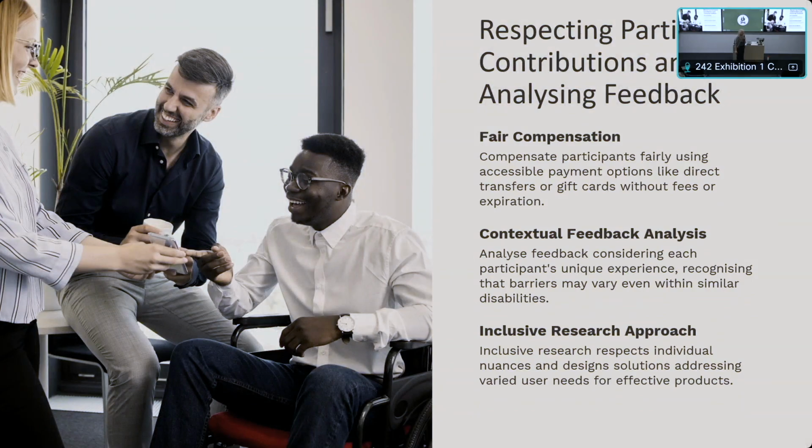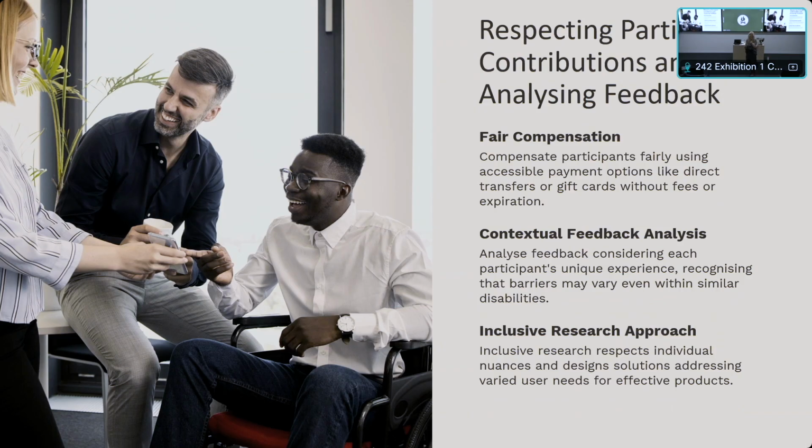Respect participant contributions and the feedback. Just because someone has a disability and they have some time to come and talk to you doesn't mean they want to do it for free. You pay your participants for Gen Pop. You need to pay your participants with disabilities. They're bringing in an entire lived experience that you can't get anywhere else.